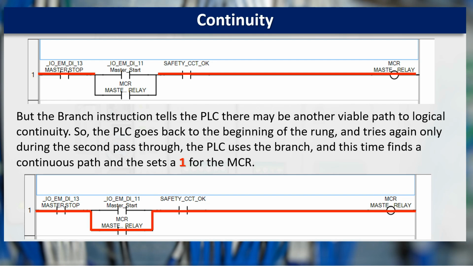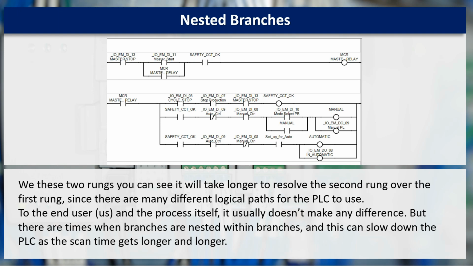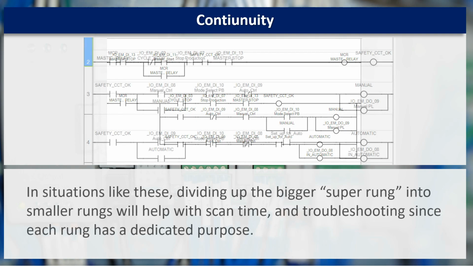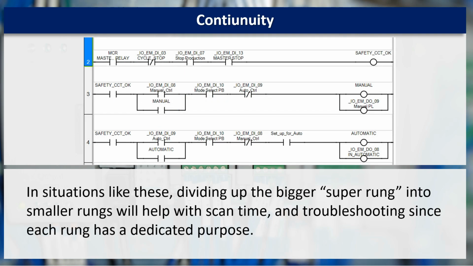With these two rungs of logic, you can see it will take longer to resolve the second rung over the first rung, since there are many different logical paths for the PLC to use. To the end user, like us, and the process itself, it usually doesn't make any difference. But there are times when branches are nested within branches, and this can slow down the PLC as the scan time gets longer and longer. In situations like these, dividing up the bigger super rung into smaller rungs will help with scan time and troubleshooting, since each rung has a dedicated purpose.